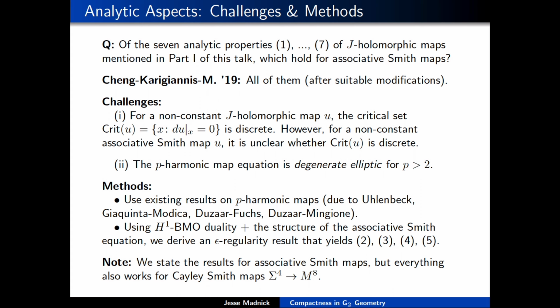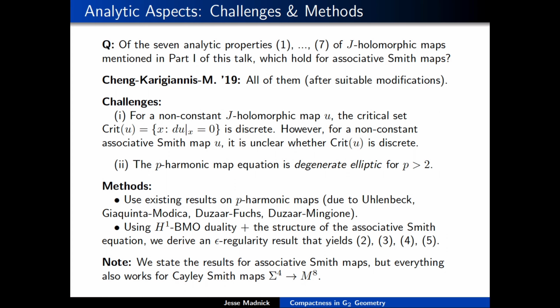This occurs for other geometric PDEs, such as, I believe, the CMC equation and certain types of harmonic maps into spheres, for example. And the idea is then to exploit this H1-BMO duality. There are a bunch of papers which use this technique. And the upshot is that we're able to get this very powerful epsilon regularity result. Powerful in the sense that it yields 4 out of the 7 analytic properties pretty quickly.